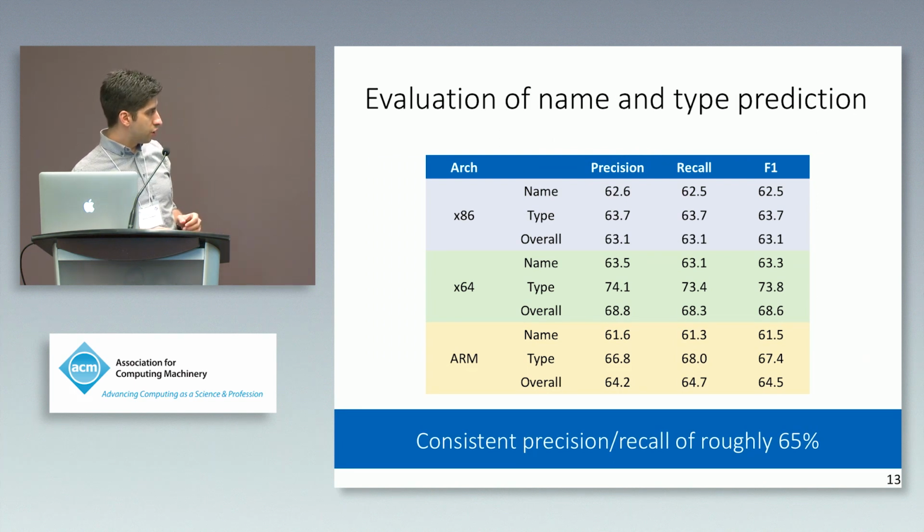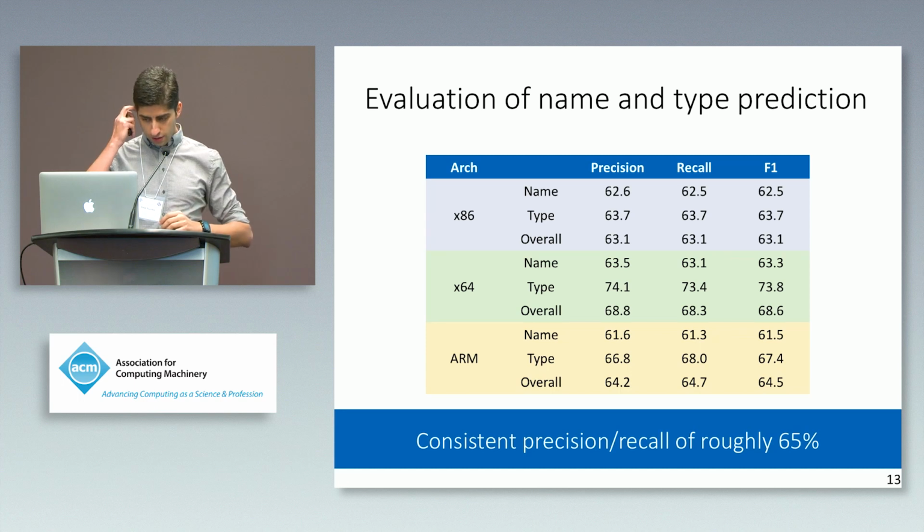So here we also get pretty consistent results across the 3 architectures. You see the precision, recall and F1 score for name, type, and overall. And in all cases, the precision and recall were roughly around 65%, which means the majority of the elements were actually correctly predicted.